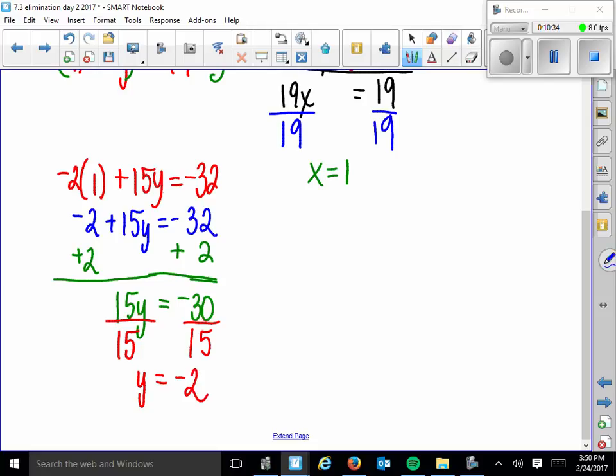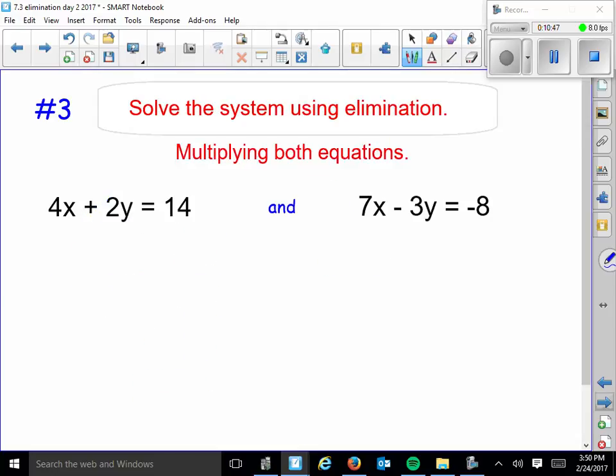So our solution is the ordered pair 1, negative 2. Again, don't forget an ordered pair is always written in alphabetical order, x, y. And let's do one final example: 4x plus 2y equals 14. The first step, just like the other two, is to write both equations, one right above the other, and make sure that they are both in standard form so that the variables are lined up.